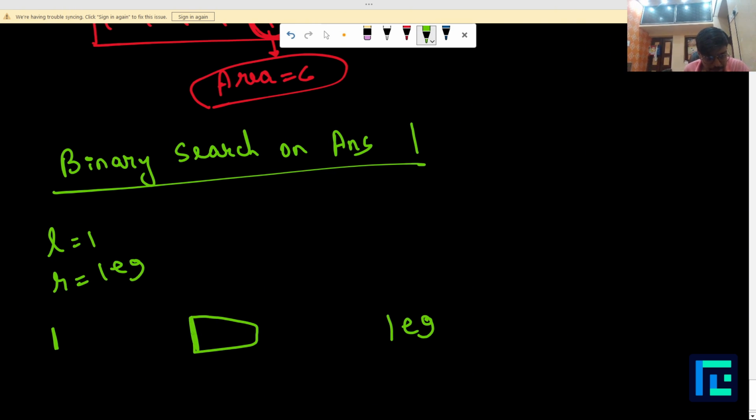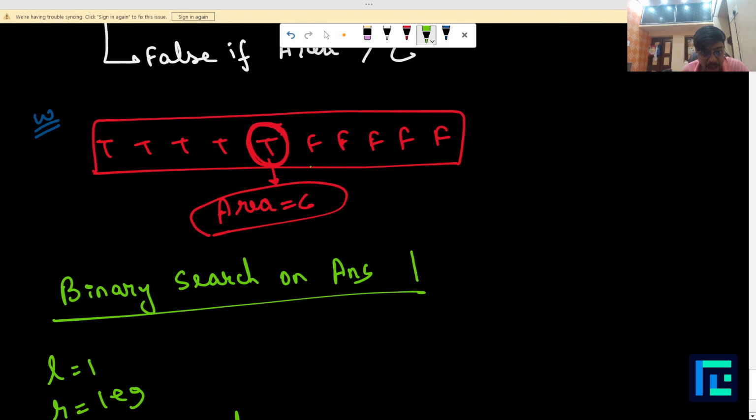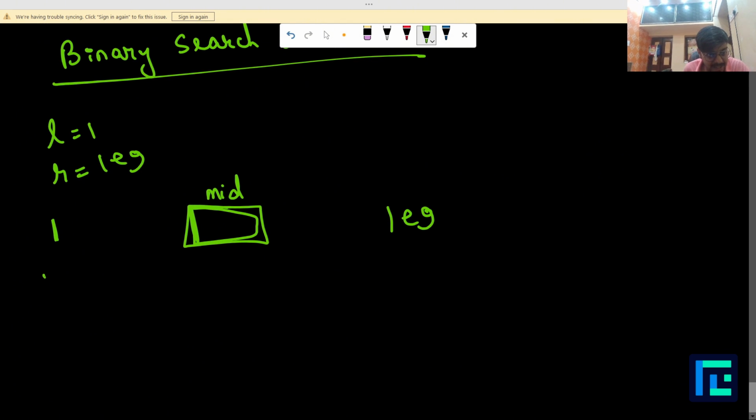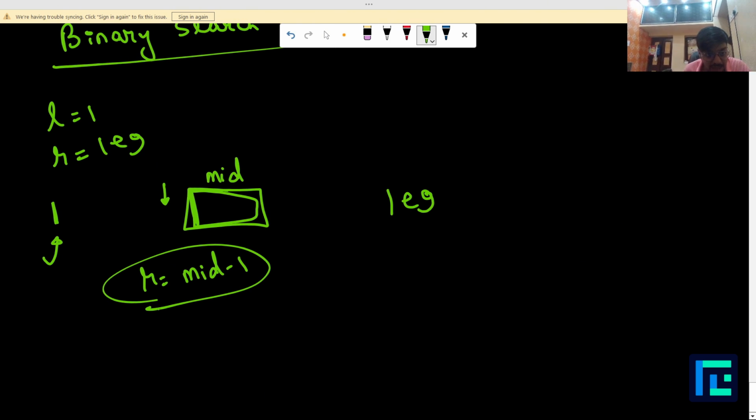We find a mid value, and if at this particular W my area becomes greater than C, then I can say that I am lying somewhere over here, right? So for my search space, let my L remain the same, but my R changes to mid minus 1. This is how in just one iteration I reduced my search space to half. At every step I am reducing my search space by half, and that's the reason the complexity becomes logarithm of 1e9, which was earlier the linear value of 1e9.